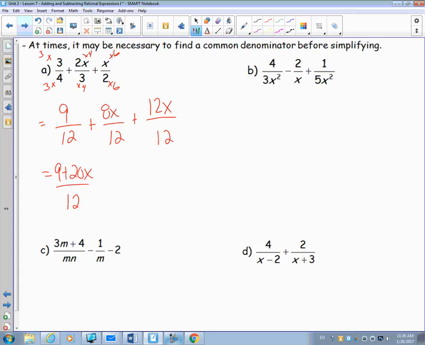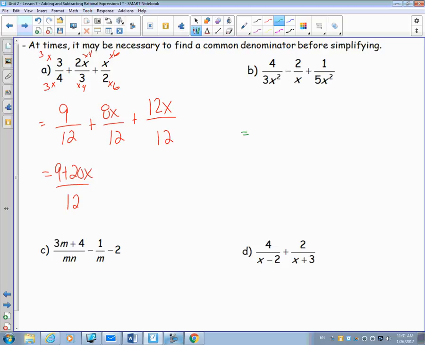Can I cancel? Can I simplify that? I see adding. If I could turn to multiplying, I can cancel. But unfortunately, there's no common factor on top. Can't cancel. Can't go further. Restrictions. Is there anything that makes the bottom equal 0? Well, the bottom's a 12. Just a number. There's no letter I can put in there. So I don't need to worry about restrictions in this case. Let's try the next one.